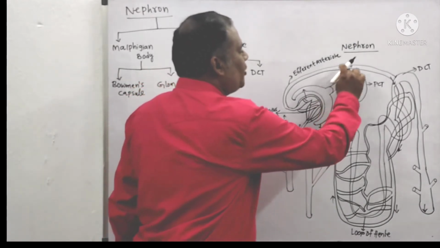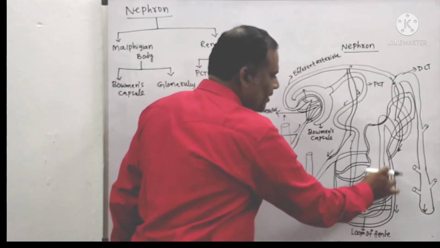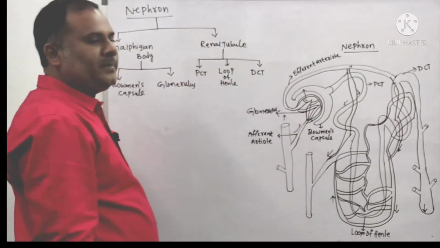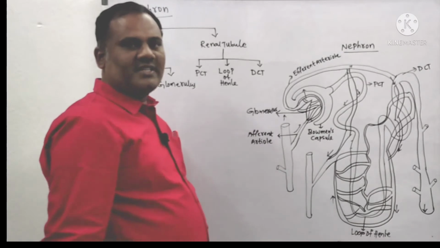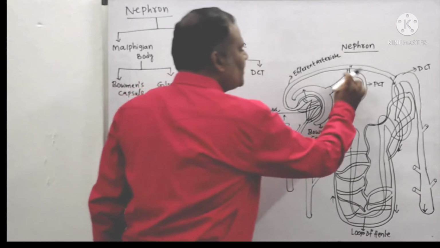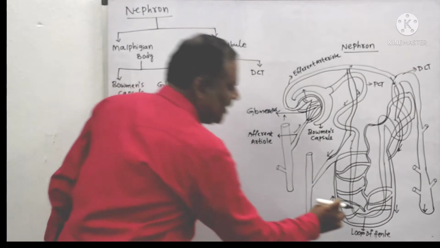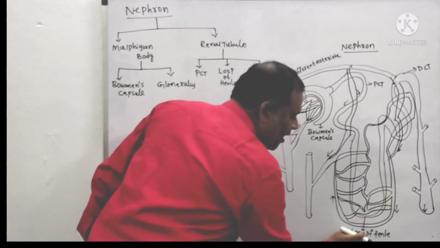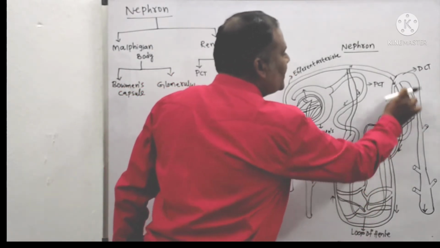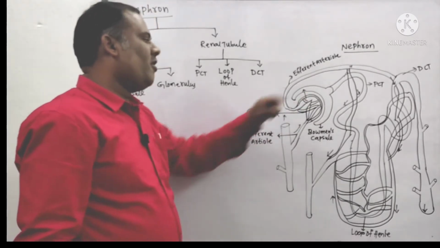And next, from there, you have tube-like structures. You see this convoluted tube; this total tube is nothing but the renal tubule. The total tubular portion is called the renal tubule. That is PCT, the proximal convoluted tubule. The second one is the loop of Henle, this U-shaped structure. And then this tube is called the distal convoluted tubule.